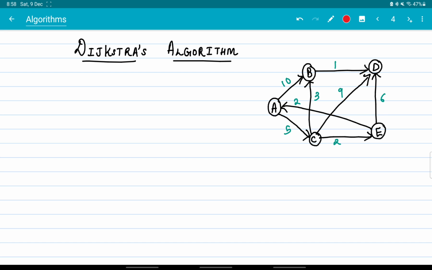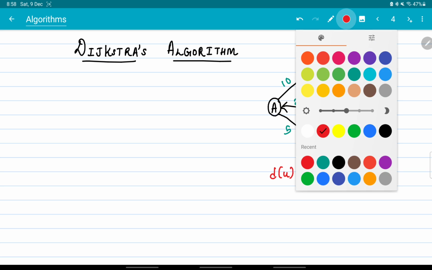So first, let me write a formula that we'll be using in this. That is, distance of my vertex u, which is my source vertex, plus the cost of going from u to v, where v will be my destination vertex, should be less than the distance of v. That is my destination vertex. If it is less, then we will be updating its value.